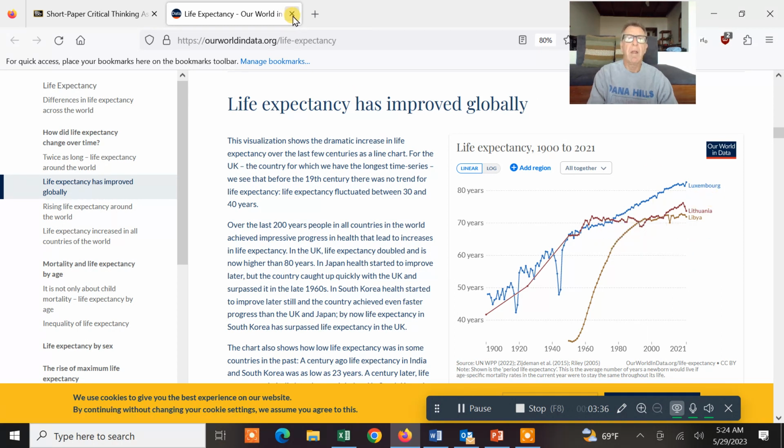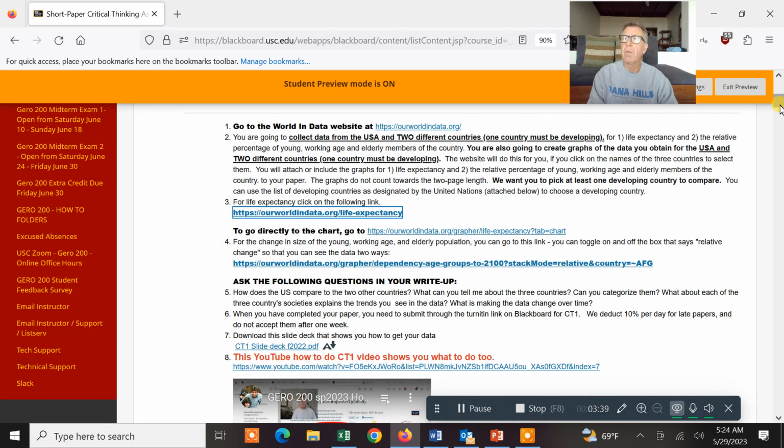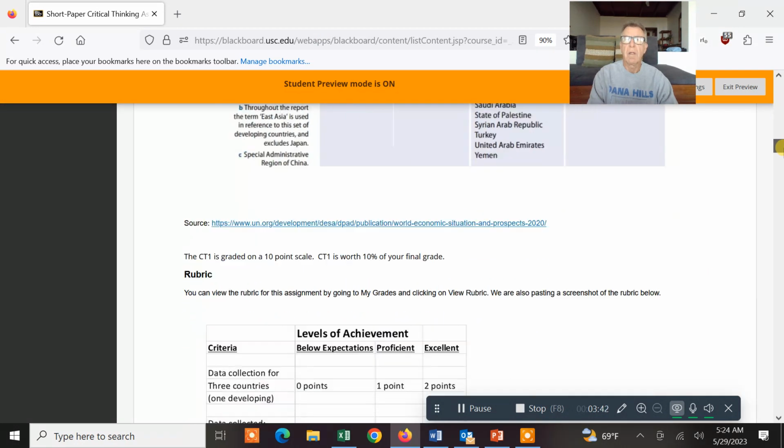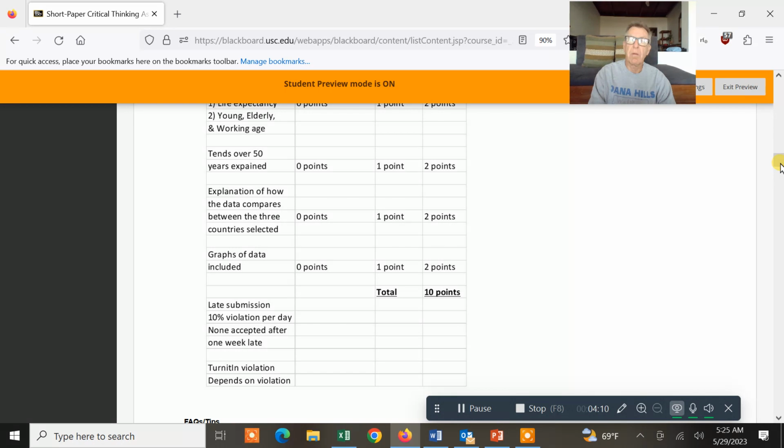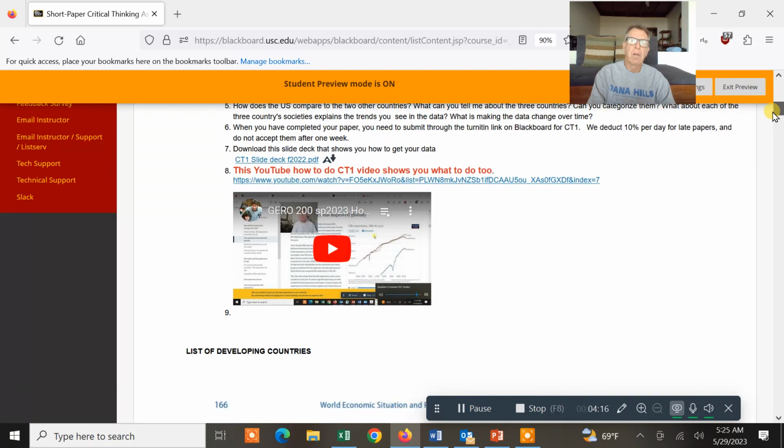All right, that's that. Do follow the rubric. You come down here, and it tells you exactly what we're looking at. Data collection for 3 countries, data collected for life expectancy, and then the makeup of the dependents, the elderly and the young and the working age. Trends over 50 years of analysis. So how have things changed? And why do the countries differ based on whether or not they're developed? I did an overview, so check out that video as well.